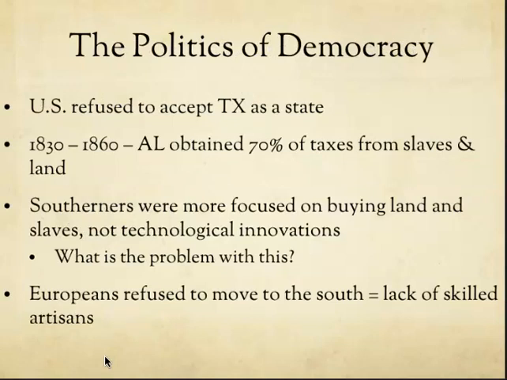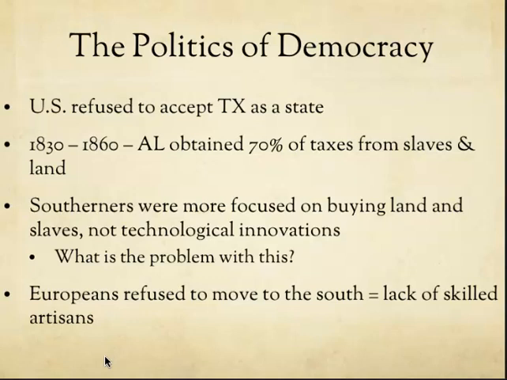Now, the United States refused to accept Texas as a state. By them declaring their independence and saying, oh, we're no longer with Mexico, we're with America, well, America said, not quite, okay? Between 1830 and 1860, Alabama attained about 70% of their taxes from slaves and land. Southerners were more focused on buying land and slaves, not technological innovations.